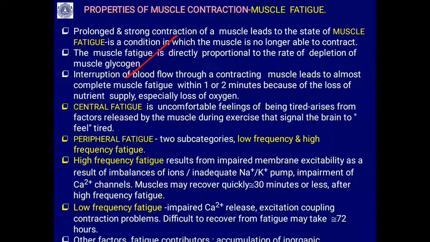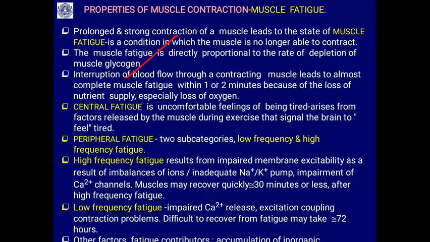There is also interruption of the blood flow and all this. You can see there are two types of fatigue. Central fatigue is when sometimes you feel you can't work now, a fatigue condition of all muscles. It is a brain phenomenon, and you feel tired. Peripheral fatigue is when you are holding something for a longer duration and then you can't hold it. In peripheral fatigue, there are two types: low frequency fatigue and high frequency fatigue.